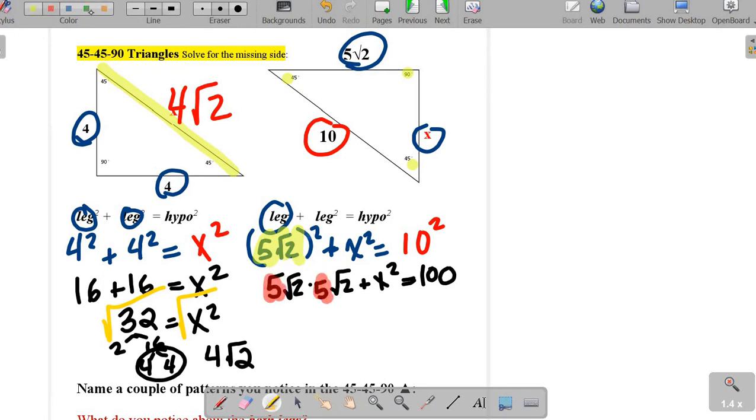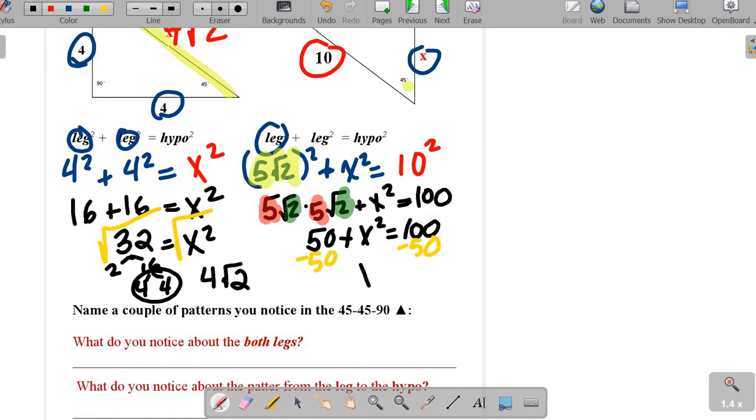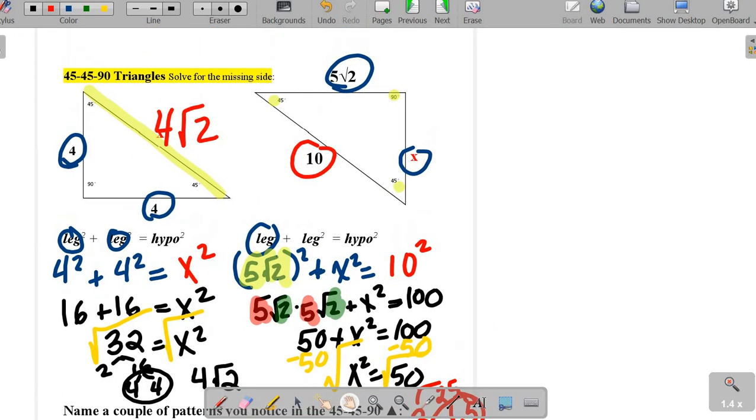Five times 5 is 25. Root 2 times root 2 is 2. So 25 times 2, that's 50. I have x squared equals 50. Square root and factor. A pair of 5s, and the 2 stays inside, so my answer here is 5 root 2.